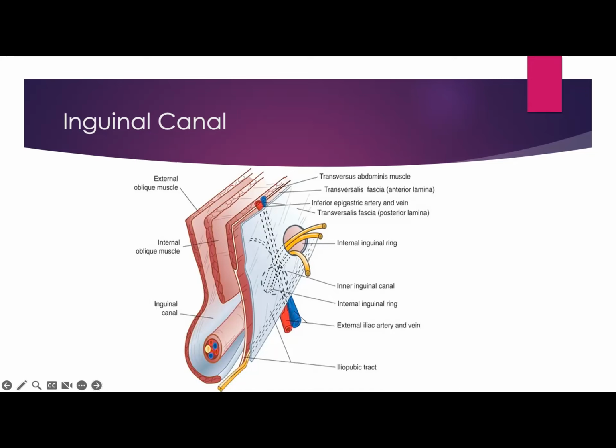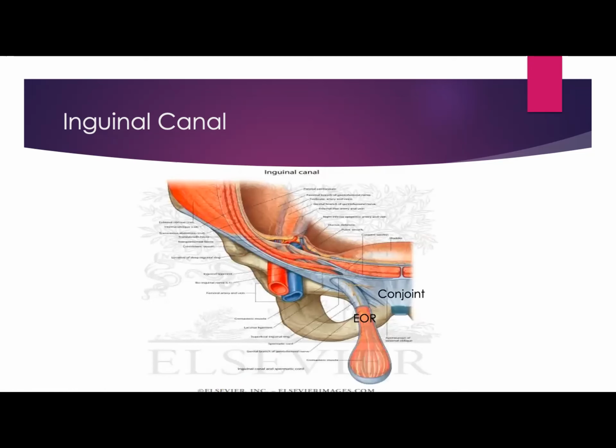Okay, the direct one is going to be a defect in the transversalis fascia, and it will go directly into the abdominal wall, okay, in an area which is called the Hesselbach triangle. Okay, so we will address the Hesselbach triangle later on.